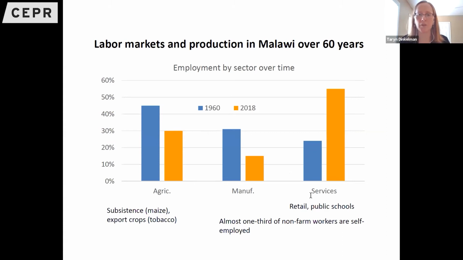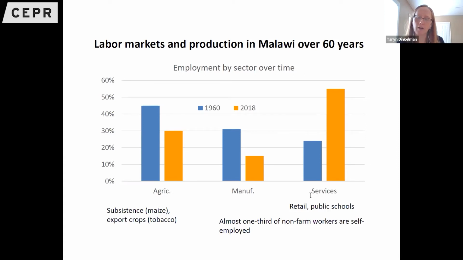Okay, so what do you need to know about Malawi? This graph is basically showing us over 60 years how employment has shifted across sectors in this country. The blue bars show us the 1960 values, the orange bars are the more recent values, and you can see that over time the proportion of employment in agriculture has fallen substantially from about 45% to about 30%. The proportion in manufacturing has fallen, and the proportion employed in services has really, really increased. This is a pattern that is not uncommon in a lot of other African settings.